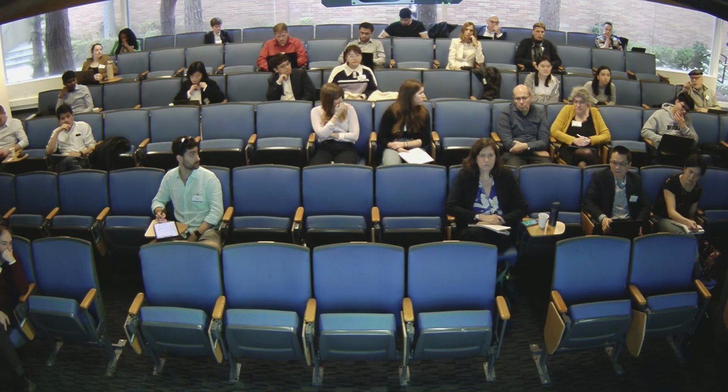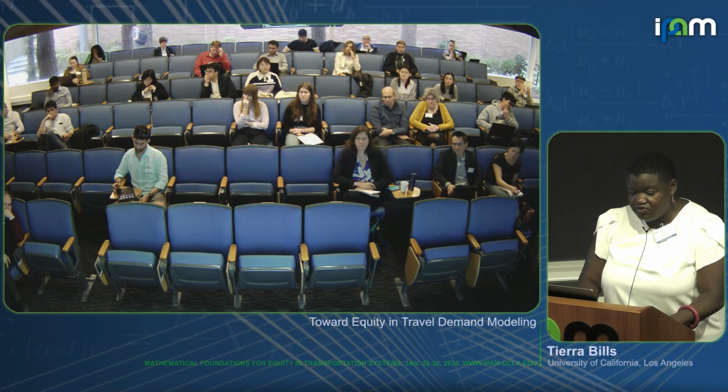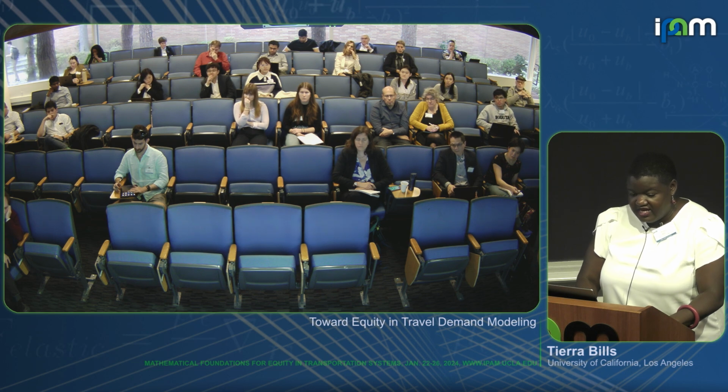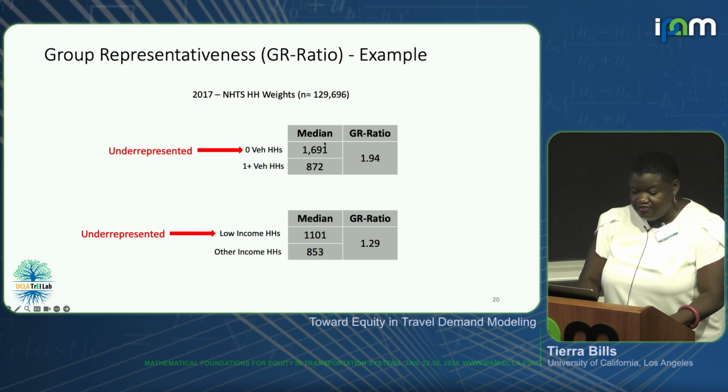Yes? I have a quick question, could you repeat the definition of the ratio? So we're calling it the group representativeness ratio. And it's a simple ratio of the median sample weight for a disadvantaged group versus an affluent group. It's a sample weight, okay. Yes.